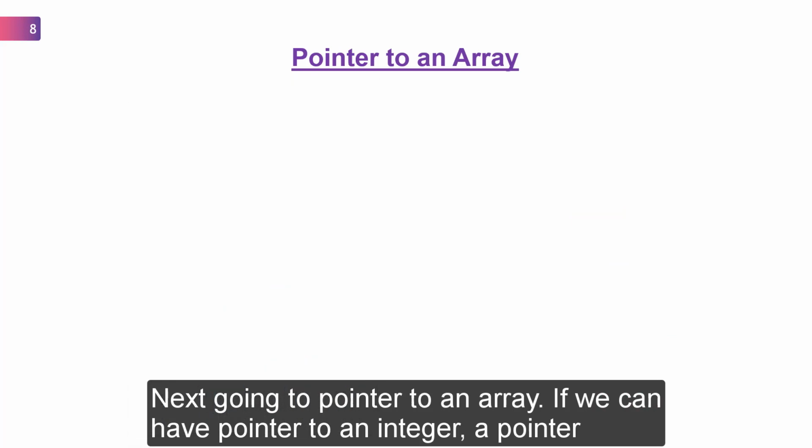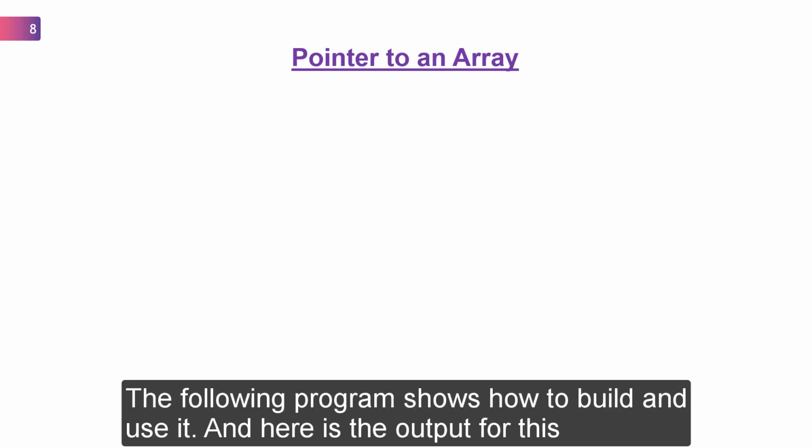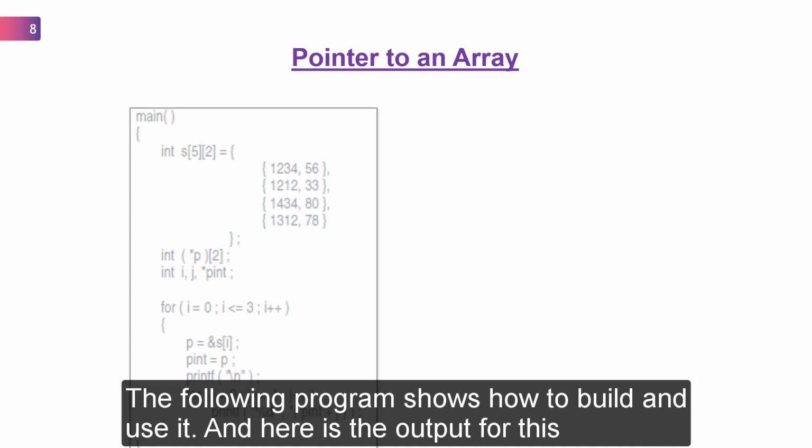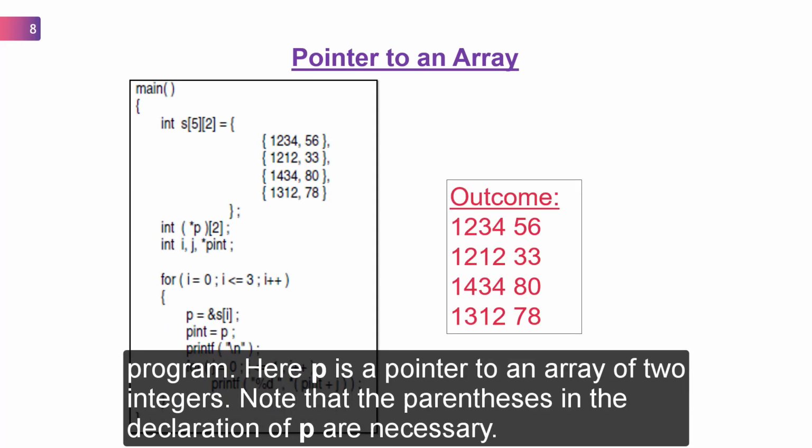If we can have a pointer to an integer, a pointer to a float, a pointer to a character, then can't we have a pointer to an array? We certainly can. The following program shows how to build and use it. And here is the output for this program.